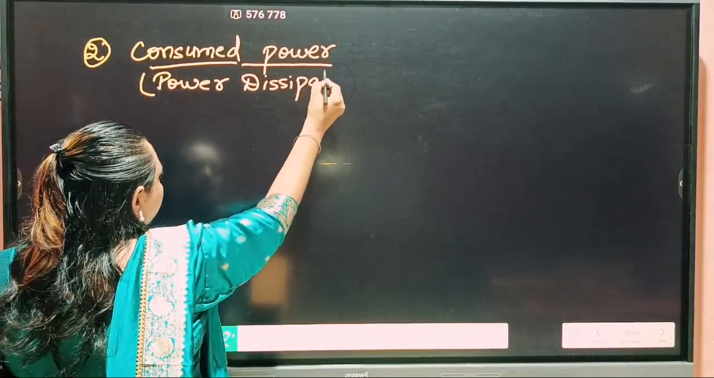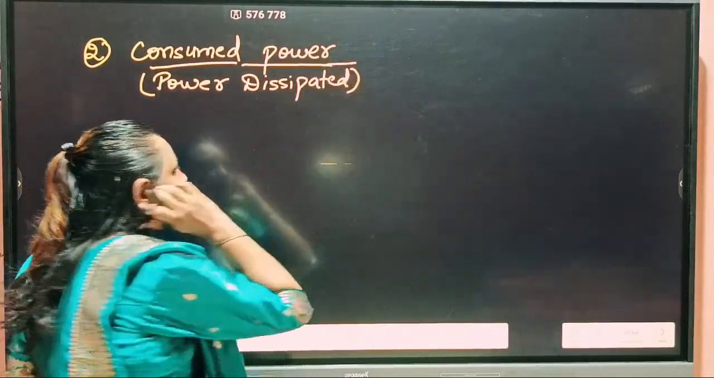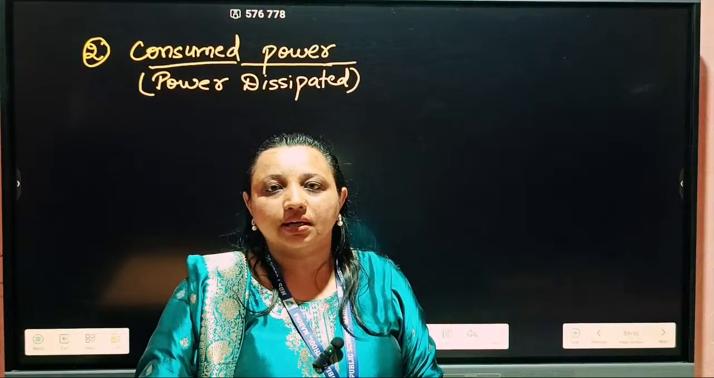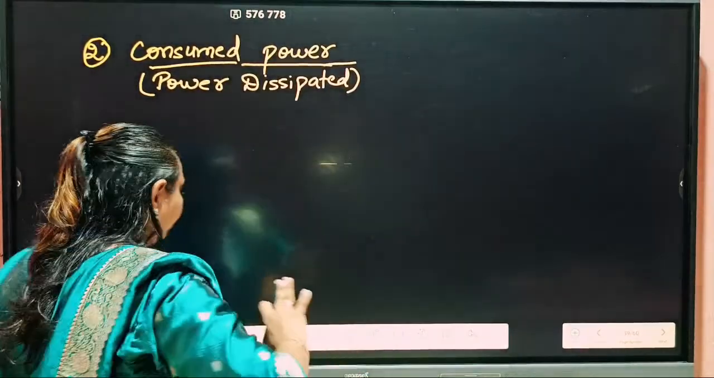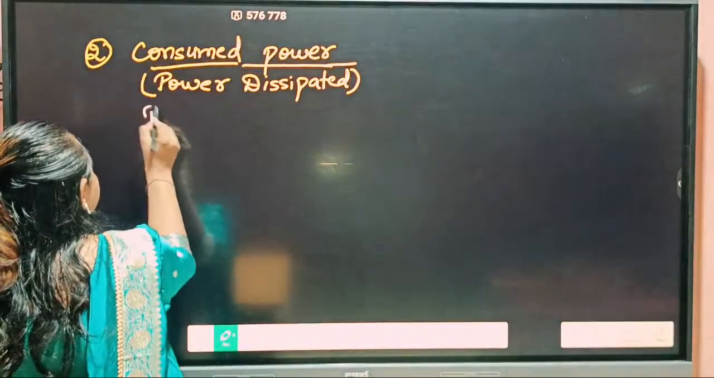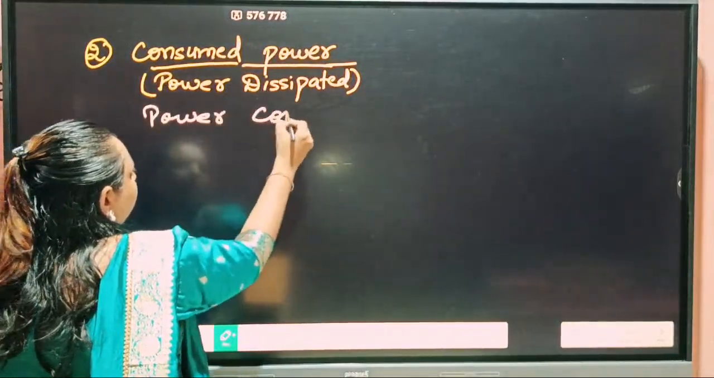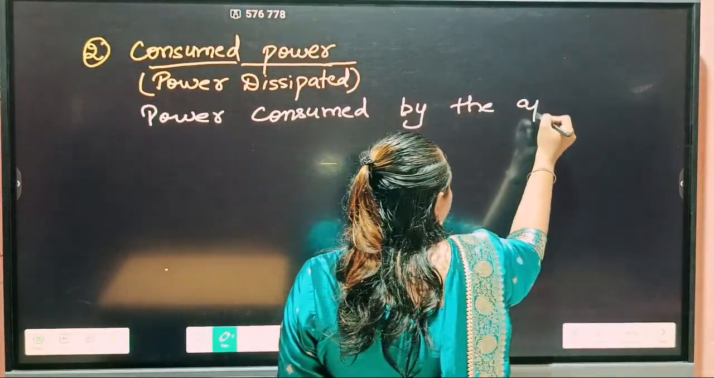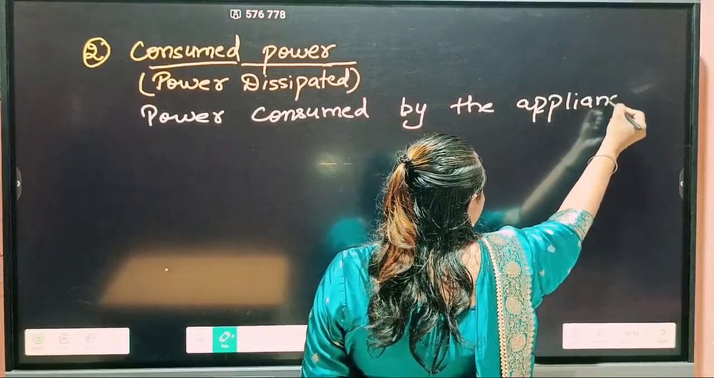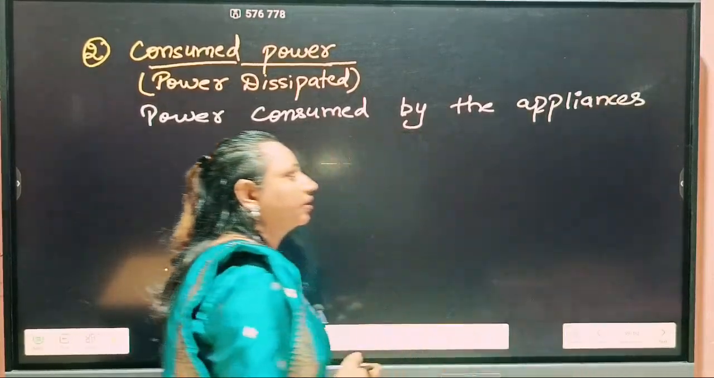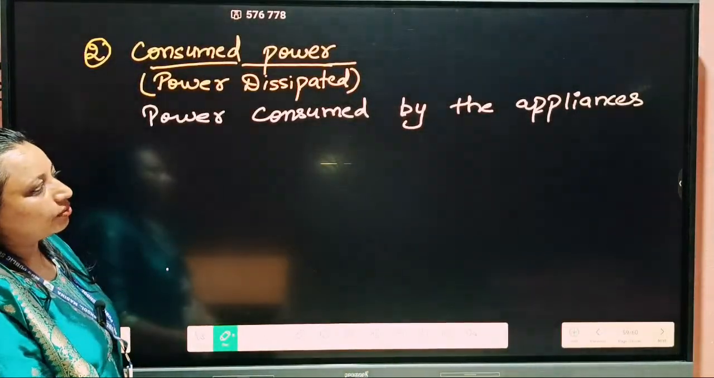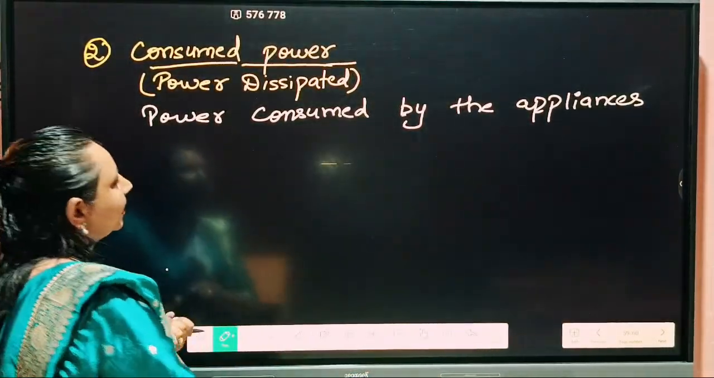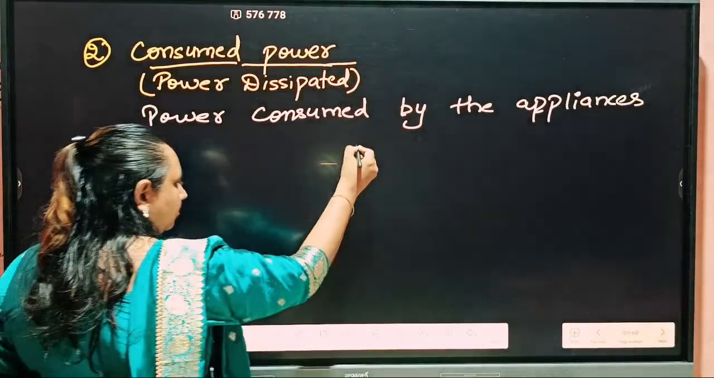Right? We can calculate power with three formulas: P equals VI, P equals I squared R, and P equals V squared upon R. This is the power consumed or dissipated by the appliances. What power will they use when they are connected in series and parallel combination?